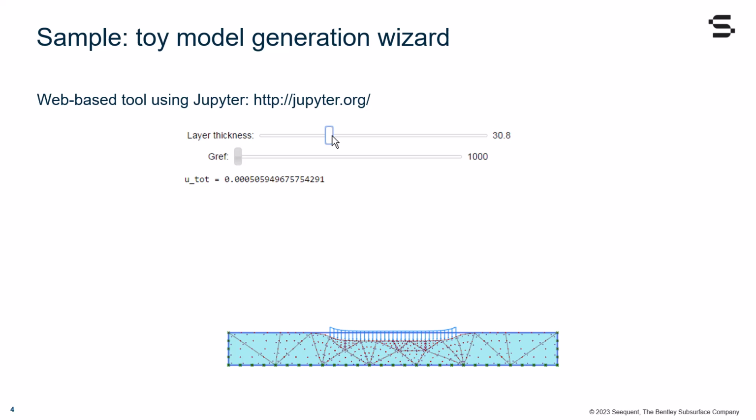Let's see a few examples on how Python has helped us automate some processes with PLAXIS. Here, you can see the implementation of a simple slider for generating a 2D model. This was done as a web-based tool in which you can interactively change the sliders and generate a new model, calculate and view the total displacements each time.